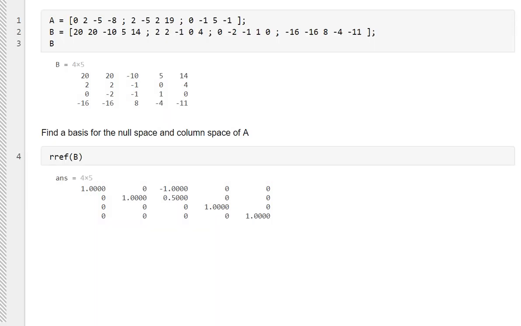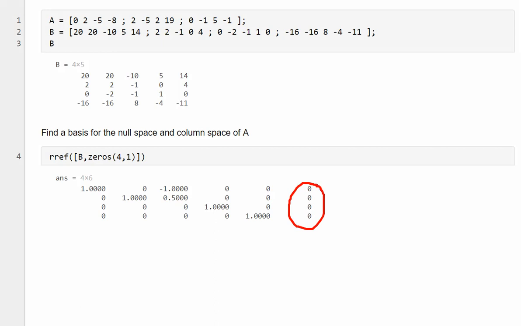And for a basis for the null space, we need to, again, get the 0 vector appended here. So we're going to do zeros. It's a 4 by 1 vector that we need. That will augment the matrix B with the 0 vector, and you can see the 0 vector here. And so now all we need is to figure out what the form of this solution looks like.